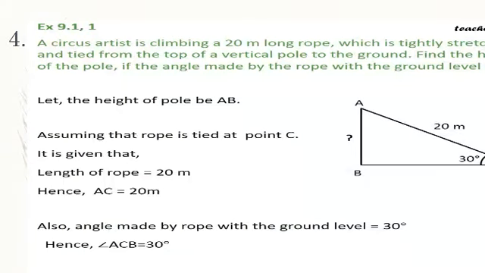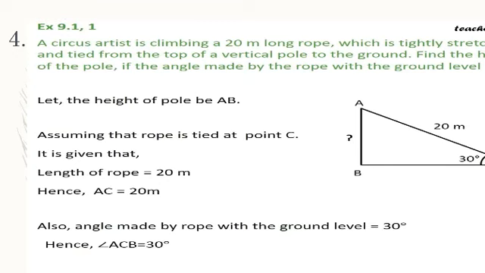Fourth problem. A circus artist is climbing a 20-meter long rope which is tightly stretched and tied from the top of vertical pole to the ground. Find the height of the pole if the angle made by the rope with the ground level is 30 degree.